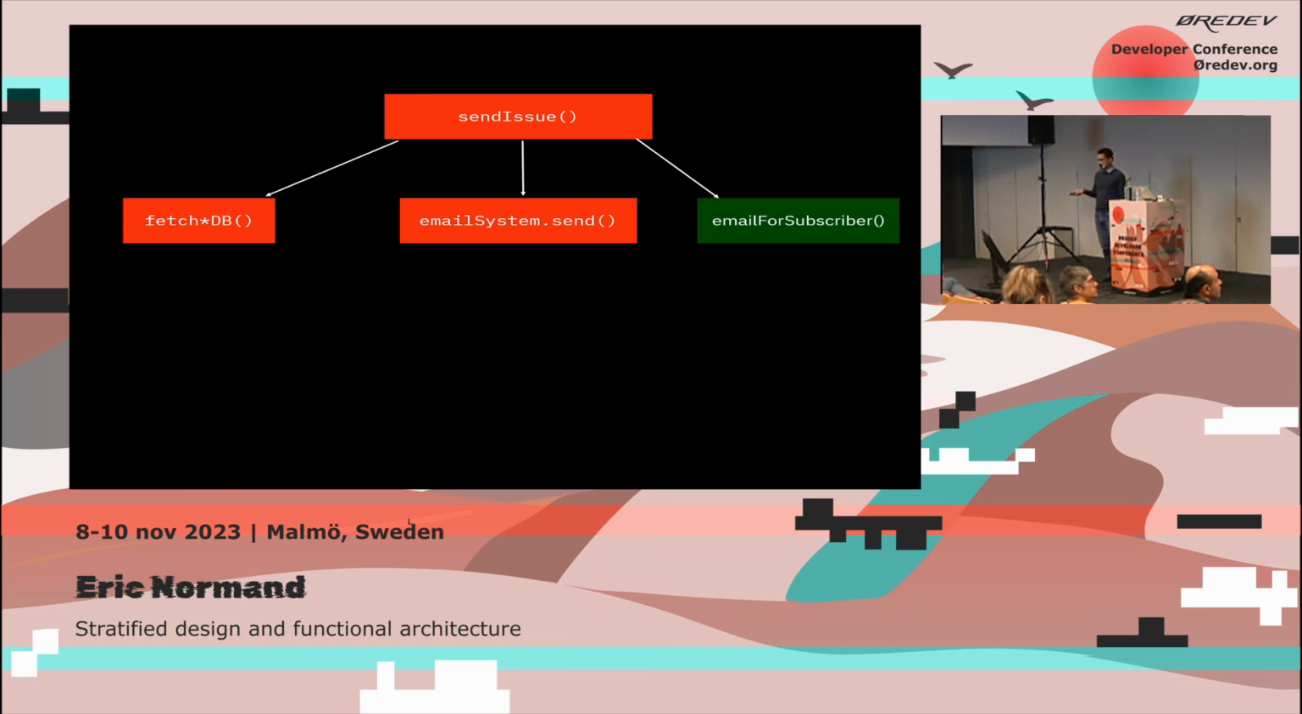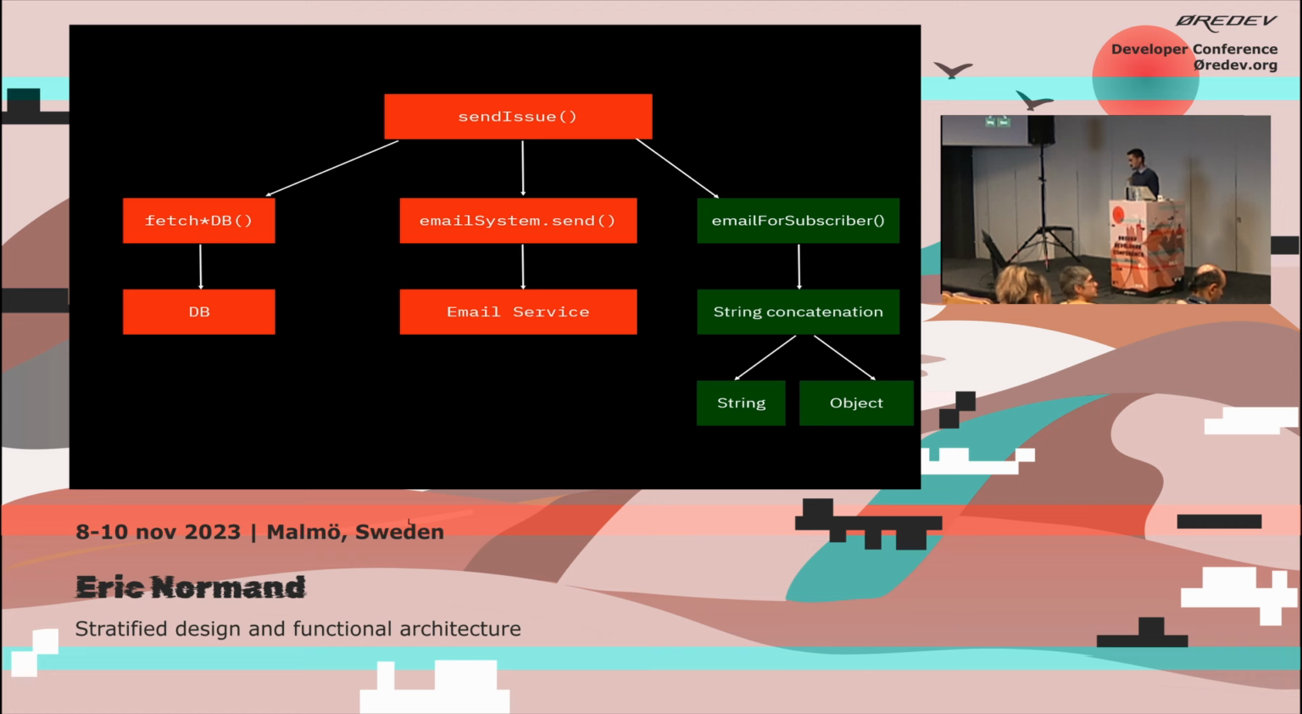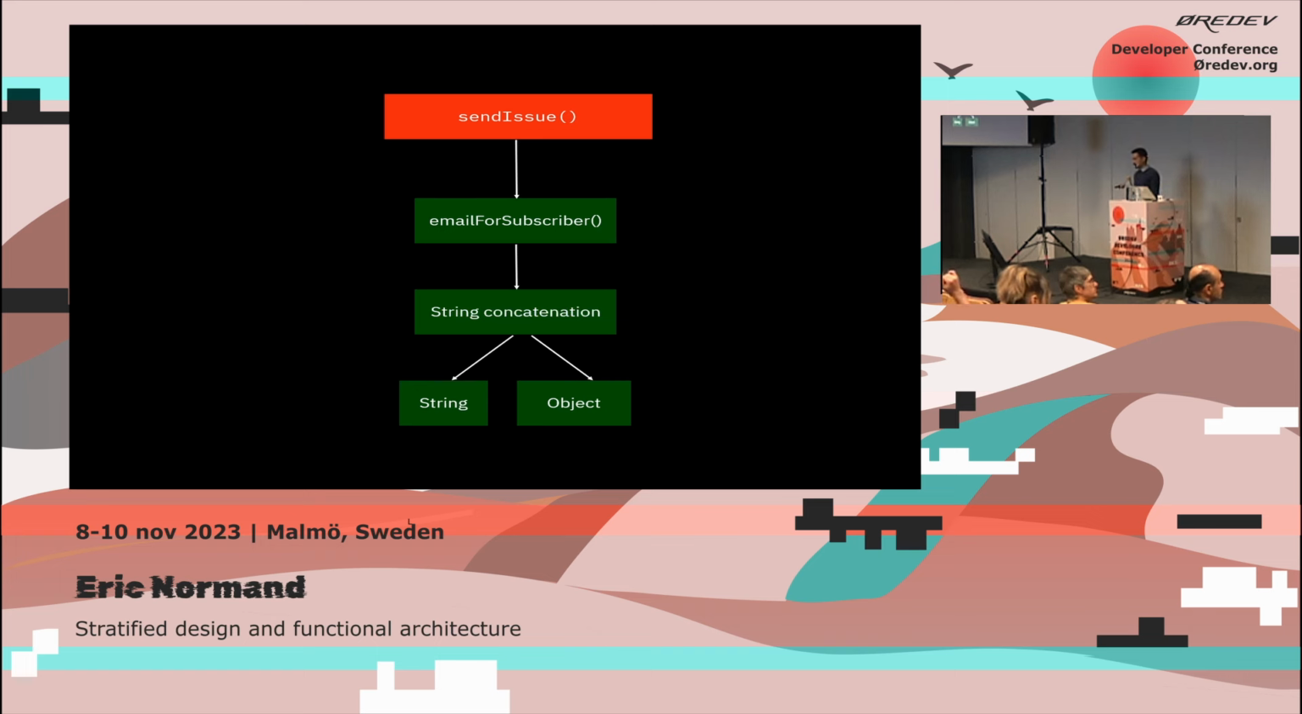Send issue is going to fetch those things from the database. It's also going to send an email, and it's going to calculate that email for a subscriber. And each of those things has things it calls. I want to focus on the green part, where the email for a subscriber is doing some string concatenation operations. It's doing other stuff too. But that string concatenation is using string, and it's also doing some kind of object stuff.